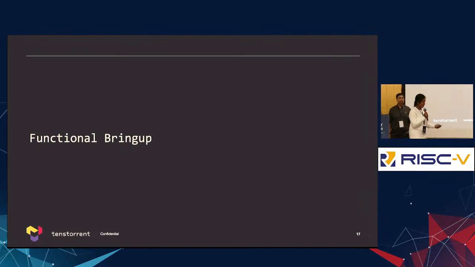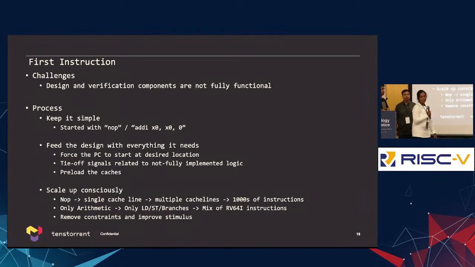Hi, good afternoon, everyone. Starting something from scratch is never easy, and we were starting a fully functional, out of order, high performance core from scratch, and that path did indeed have quite a lot of challenges. We would like to share some of those with you. When we start something from scratch, especially both design and verification, both verification components were not fully functional. So how did we go about it?